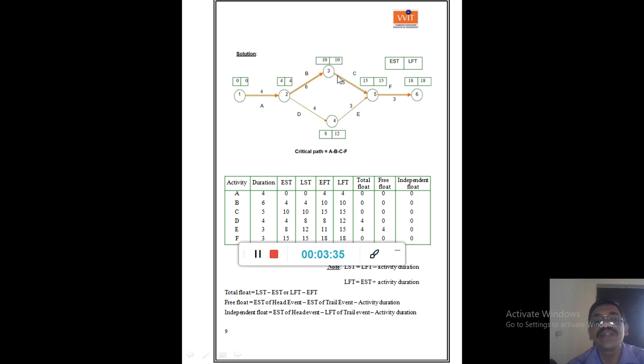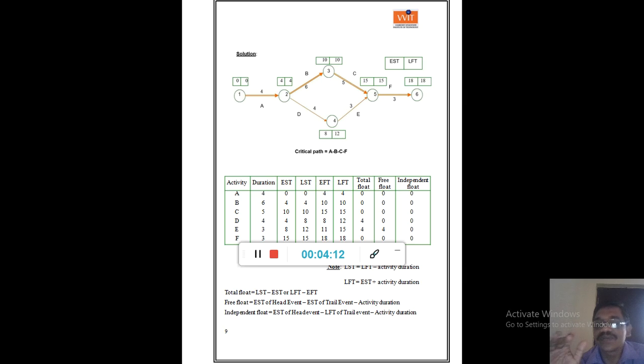But when two arrows or two paths are coming to a particular event, meeting at the same event, then we need to take the maximum of those two paths. For example, here 10 plus 5 is 15 and 8 plus 3 is 11. So the maximum of the two paths will be considered while calculating EST of different events. And from 5 to 6, 15 plus 3, 18. So 18 is the EST at event number 6.